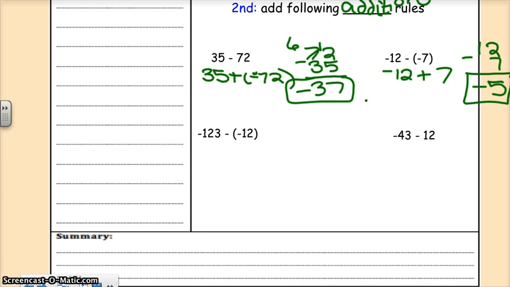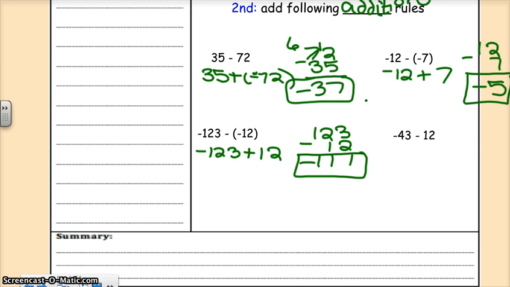Okay, negative 123 minus a negative 112. Turn this into negative 123 plus, the opposite of negative 112 is just positive 112. Different signs, so I take their difference, 11, and which one's further from 0? Negative 123 or positive 112? Negative 123. So it would be negative 11.